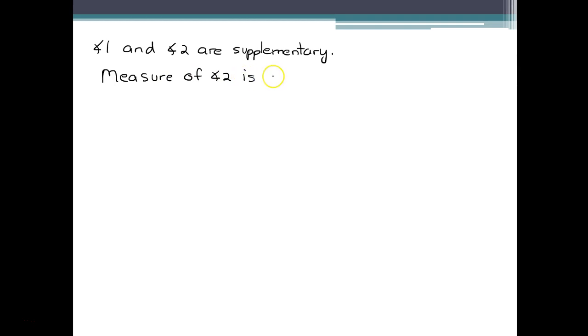All right, what if they say something about supplementary? Angle 1 and angle 2 are supplementary. Measure of angle 2 is 17 times the measure of angle 1. Determine the measures of the two angles.